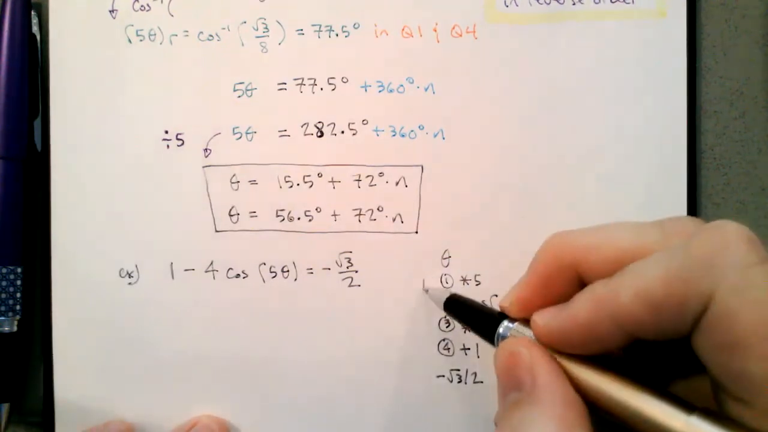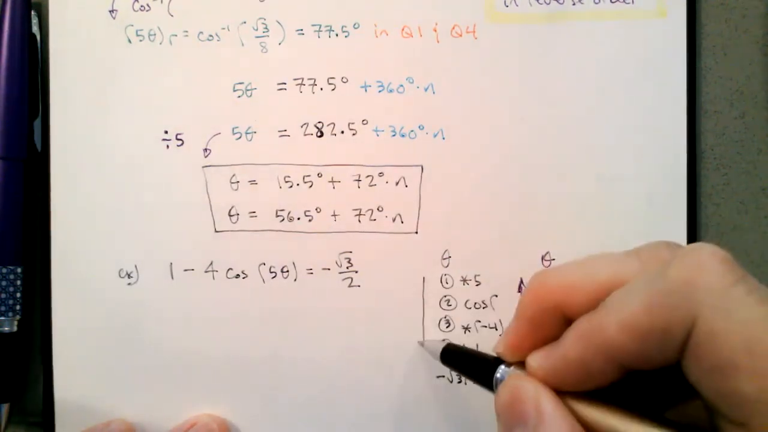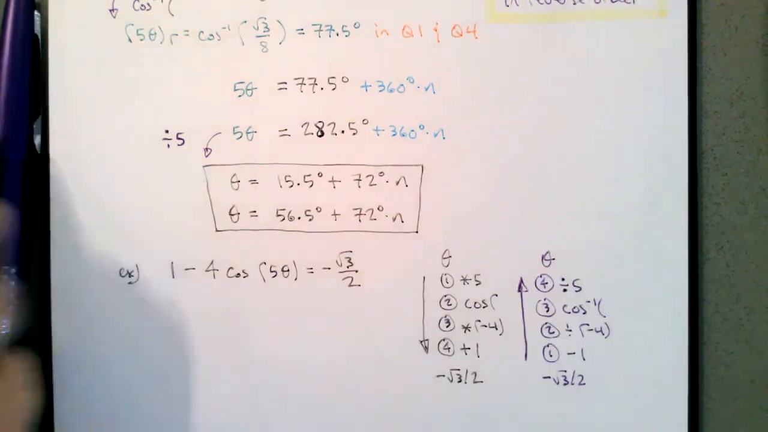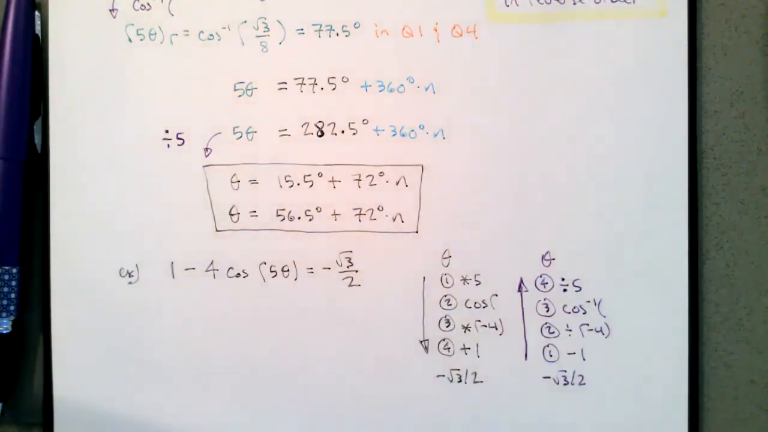Here's just us reading what the function is telling us to do. That's all this is. It's code for do stuff to theta. First multiply by 5, then take the cosine of 5 theta, multiply the cosine of 5 theta by negative 4, and then add 1 to the result. Any questions?